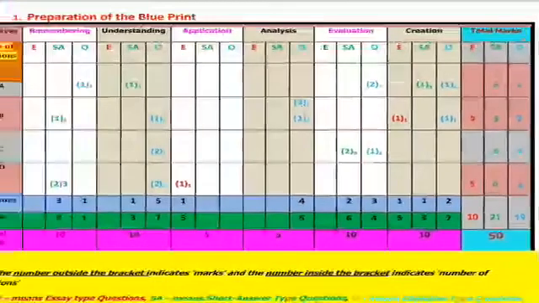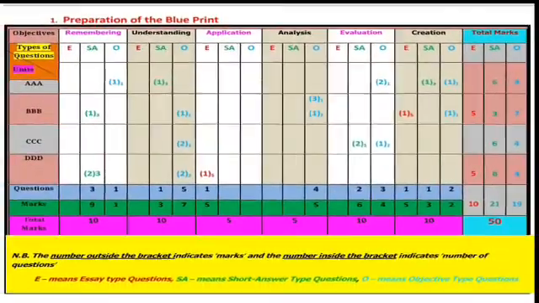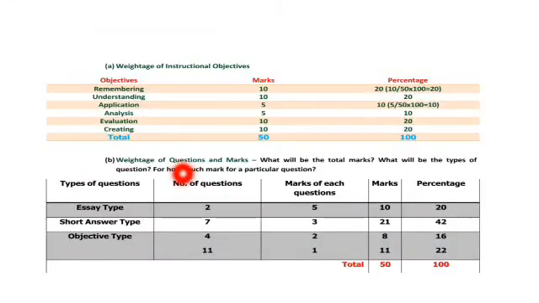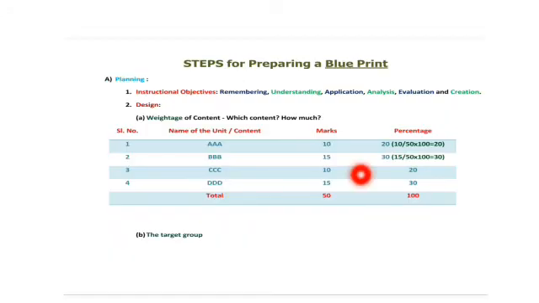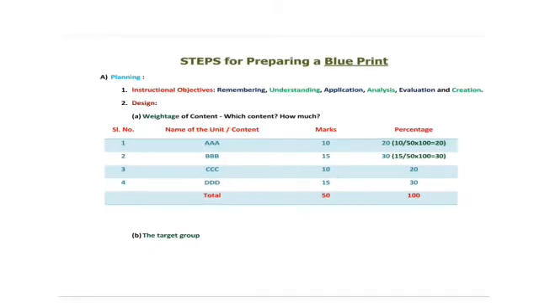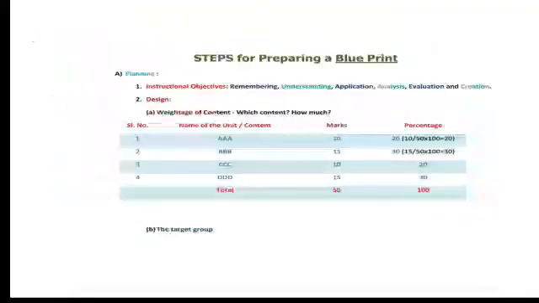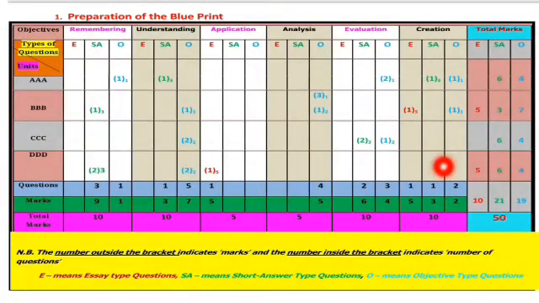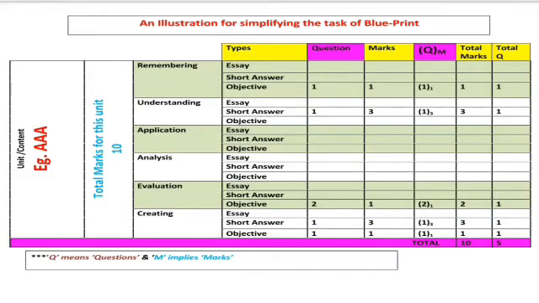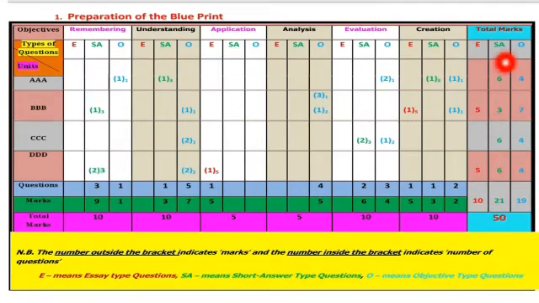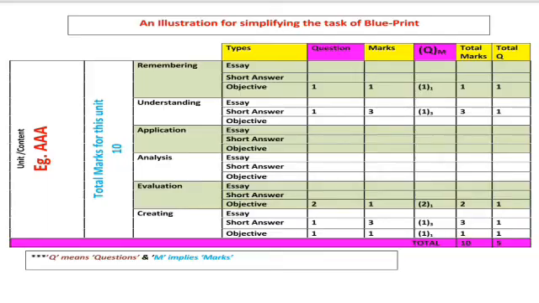Right? So let us see unit here. It is absolutely correct. 10, 15, 10, 15. It's correct. Okay. So this is how you have to prepare your blueprint. If you don't want to write this way, you can omit. Okay, you can give as total marks. So total marks from this side, it will be 50.